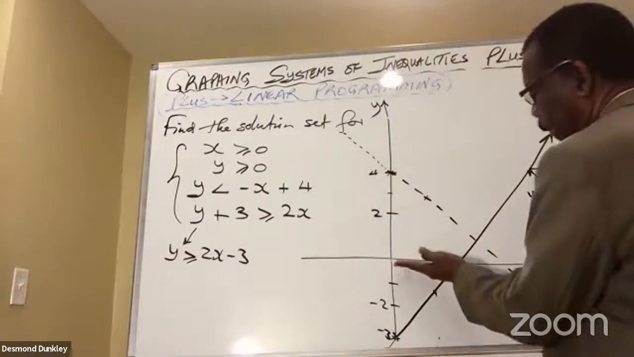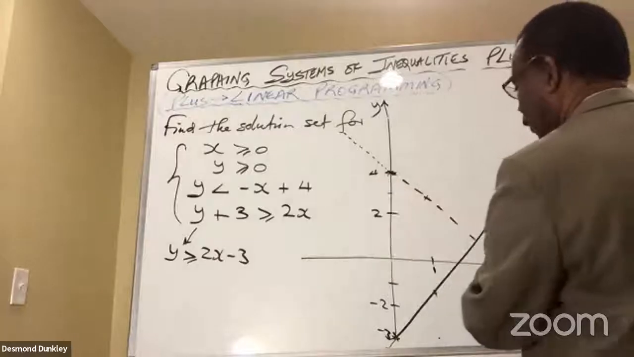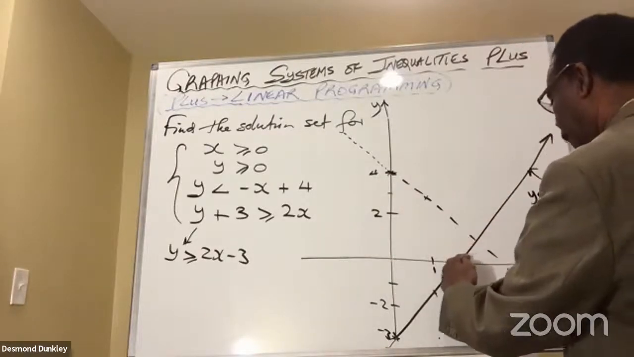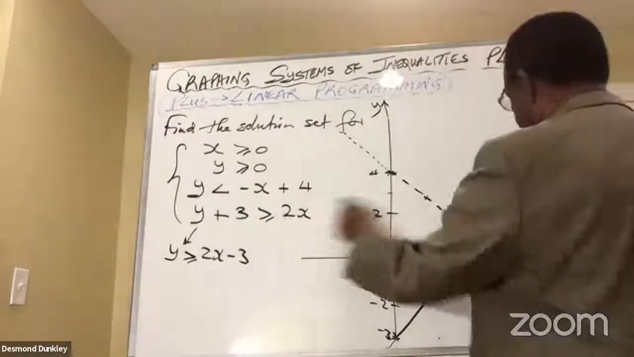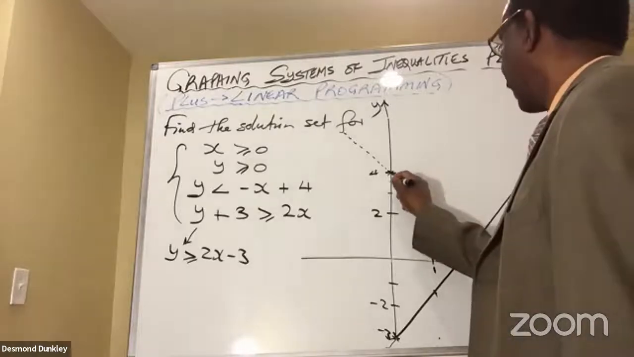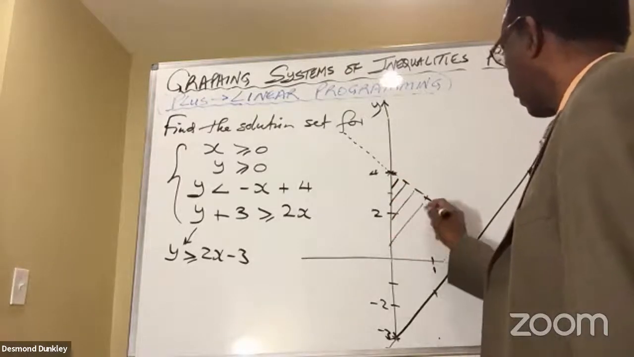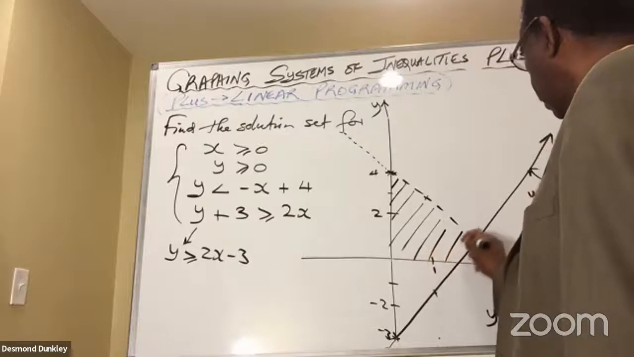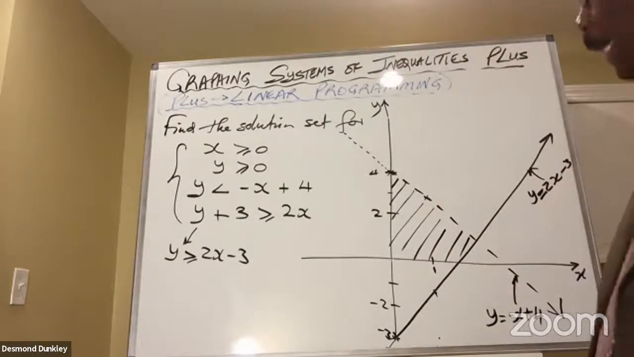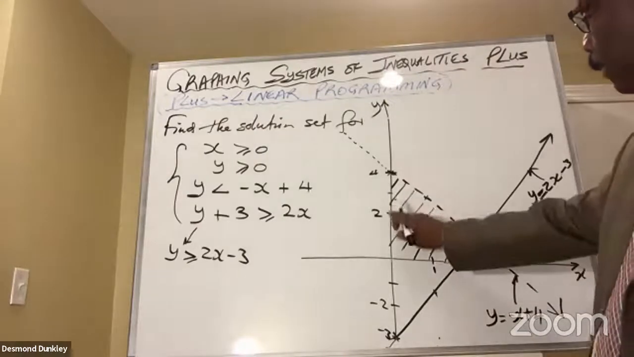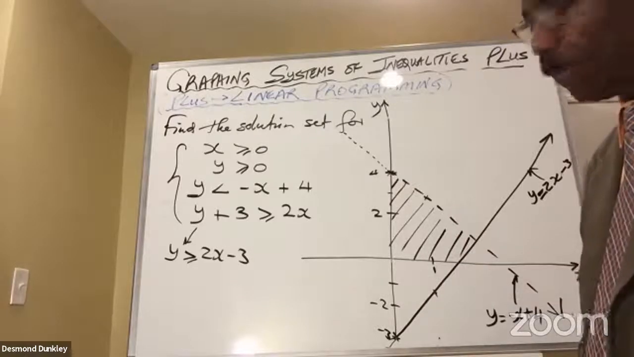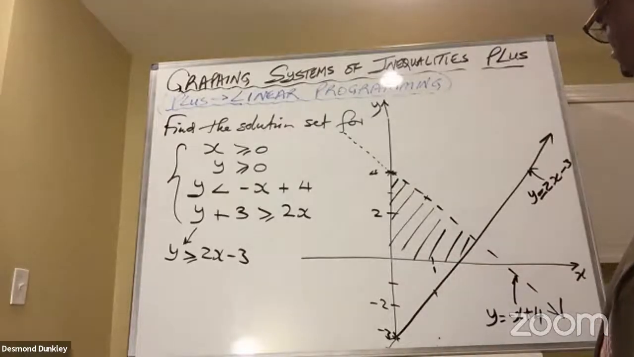Well, it has to be above this line, it has to be to the right of this line, it has to be below this line, and it has to be above this one. It says greater than or equal to, so it has to be above. So when you look at this, that would be your solution set. That space is this 4-sided figure, that quadrilateral.